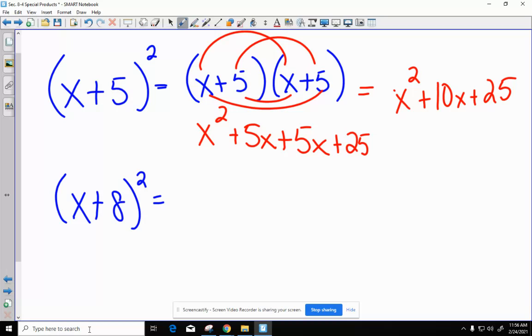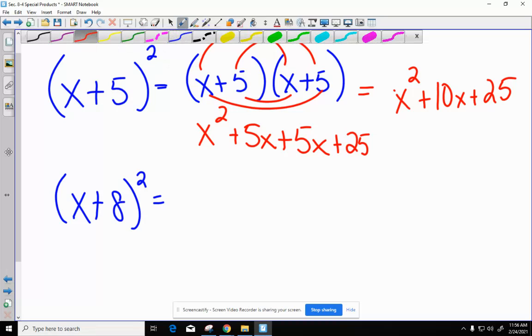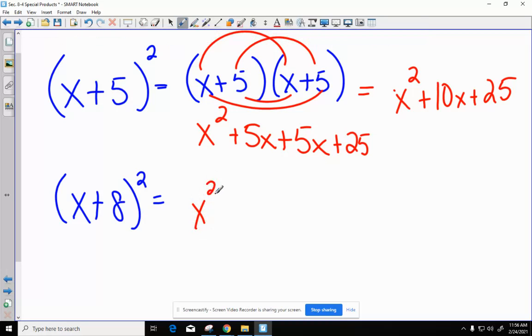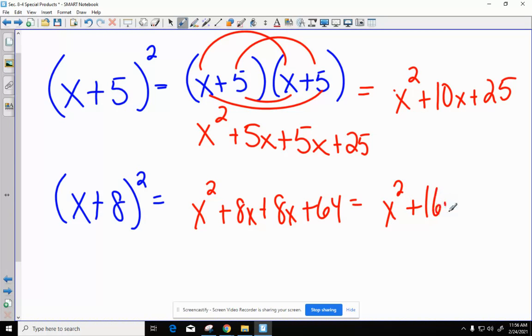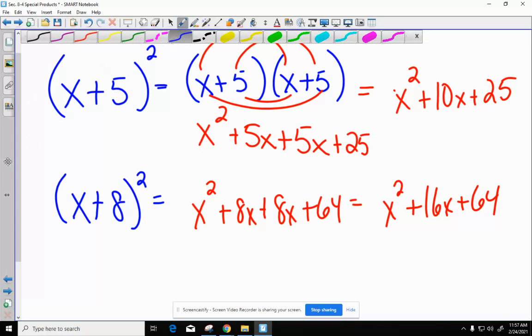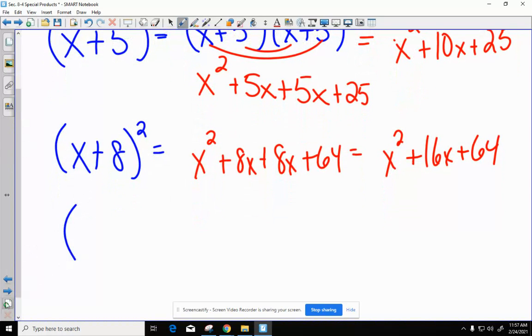All right. Kyler, what are your four pieces that make this one up? Like in the first one, it was the x squared, 5x, 5x, and 25. What is this one? Plus 64. So your final answer then is? Okay. One more. Yeah? We just do these all day. They're easy. I found a weird pattern, but I don't know if it works. Okay. What about if it's this?